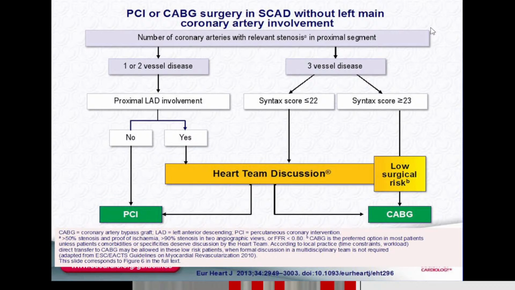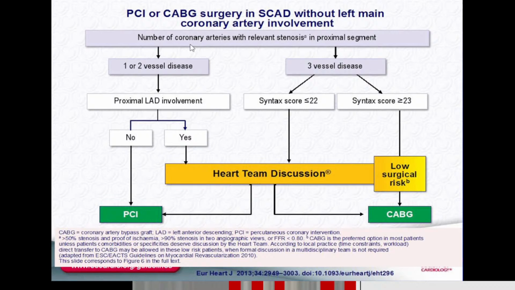Well, you see here, how can we choose PCI or CABG in stable coronary artery disease patients without left main coronary artery involvement? Remember, please, that the involvement of the left main coronary artery practically in all cases means the indication to CABG without any additional consideration.